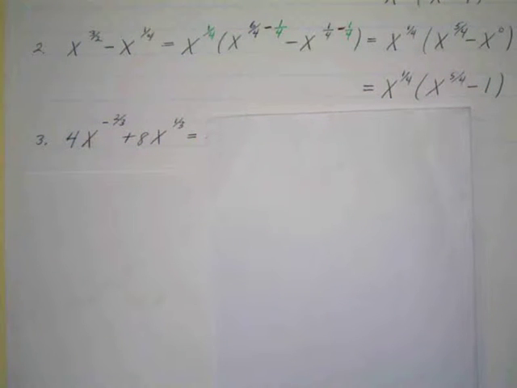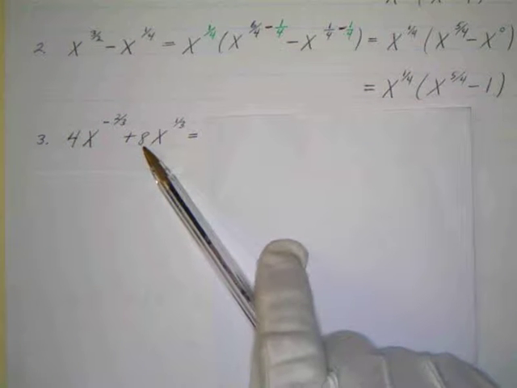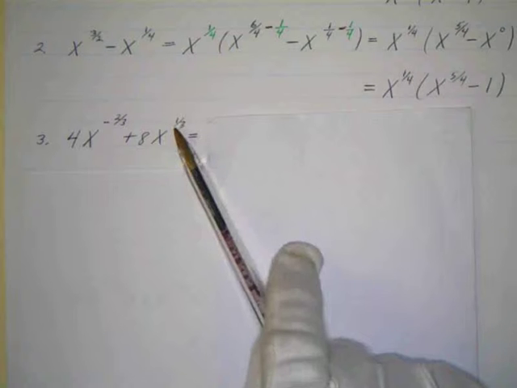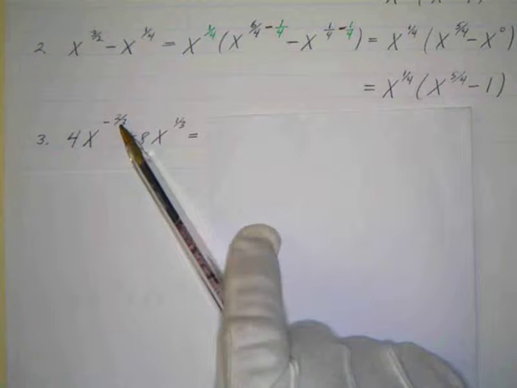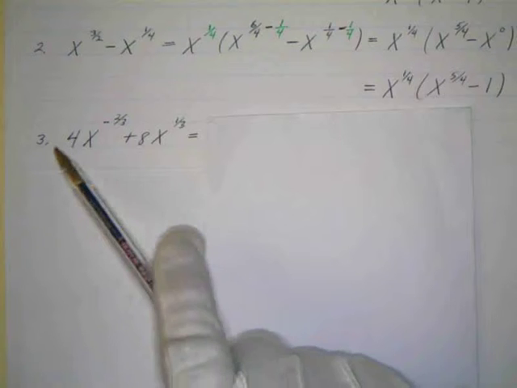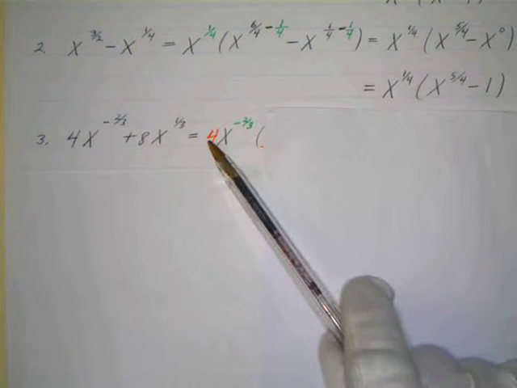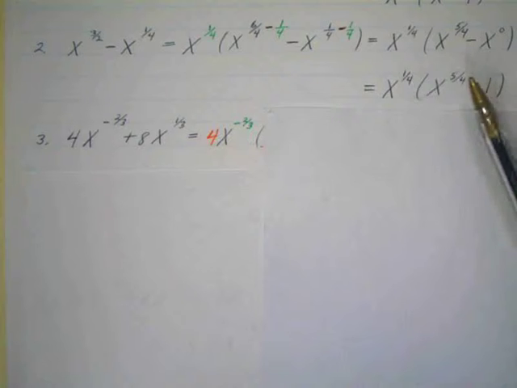Okay, now in these two terms I have a common factor 4, so I'm going to factor that out, and I'll show you that we actually divide it out. And I've got 2 powers here, and my least power is obviously negative 2/3. That's to the left of 1/3, so that's the least power. So I'm going to factor out a 4 and a negative 2/3. I designated the 4 in orange and the negative 2/3 in green.